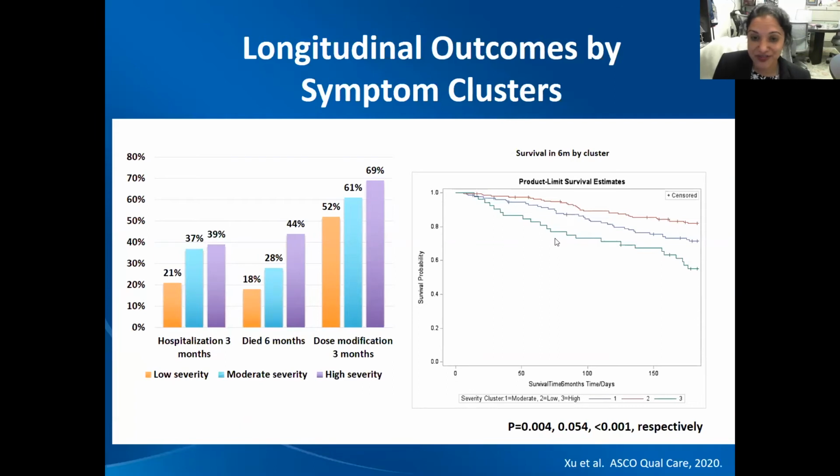Dr. Zhu, another NCORP statistician who we love working with at URCC NCORP research base, also looked at clustering using a different methodology, unsupervised machine learning. And he was able to identify 3 clusters of patients in a low severity group, moderate severity group, and high severity group, and showed that these clusters were also related to clinical outcomes like hospitalizations, death within 3 months, or dose modifications. And he presented this at ASCO Quality Care last year. So in addition to looking at individual items, these clusters could help us identify at-risk vulnerable patients.